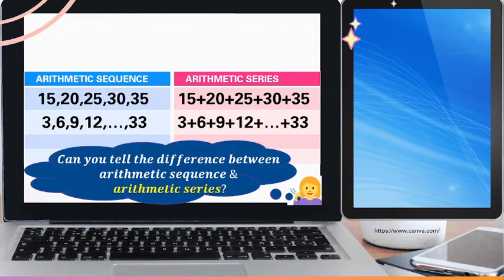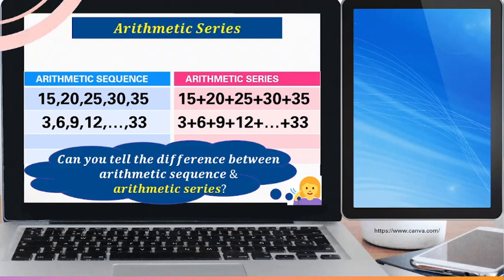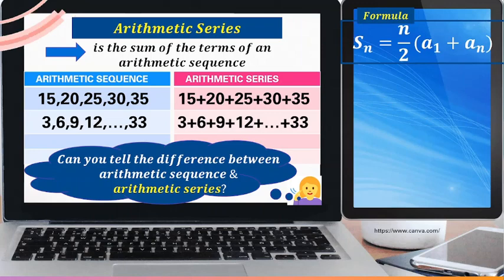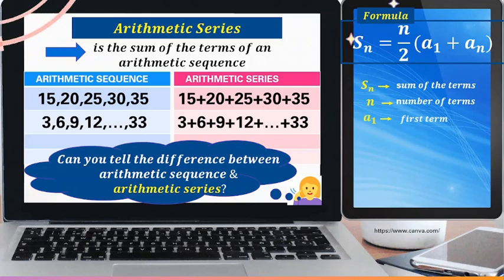Can you tell the difference between arithmetic sequence and arithmetic series? Arithmetic series is the sum of the terms of an arithmetic sequence. So we're going to use this formula: S sub n equals n over 2 times the quantity a sub 1 plus a sub n.